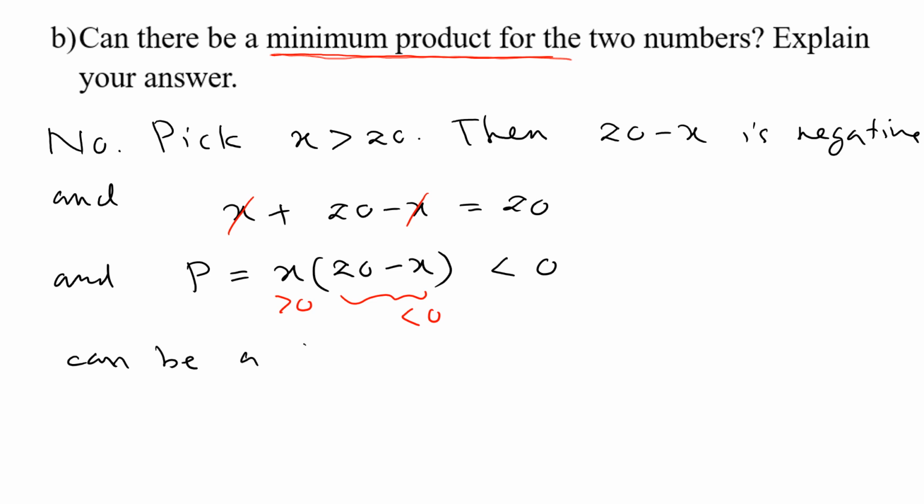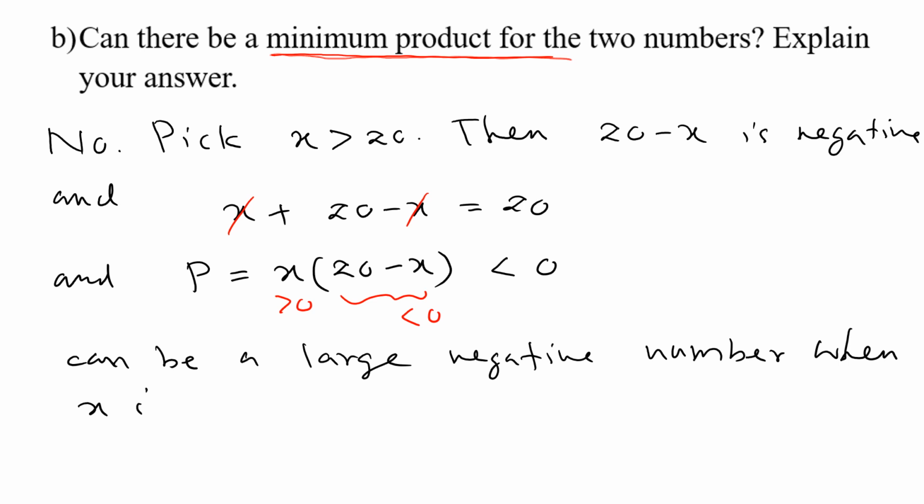And also you can see that it can be a large negative number when x is large. So that means there's no limit for that. It can be negative 20, negative 2000, negative 1 million, any big number. So that means there's no minimum product for this one. It can be any large negative number. This is how you solve the problem.